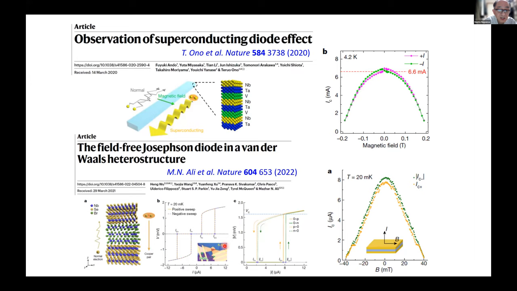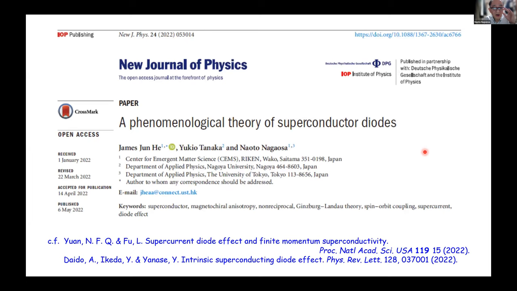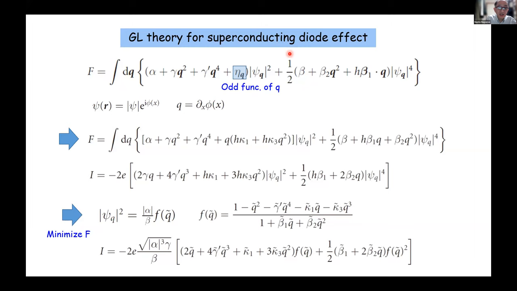And actually in both cases, they measure the critical current density for the positive and negative direction. So actually these are very important and interesting observations. So stimulated by this experiment, we developed some phenomenological theory of superconducting diode, which is published in the New Journal of Physics. And actually almost at the same time, two papers have appeared, and one is Liang Fu's and the other is Daido-san's, these papers that are closely related to ours.